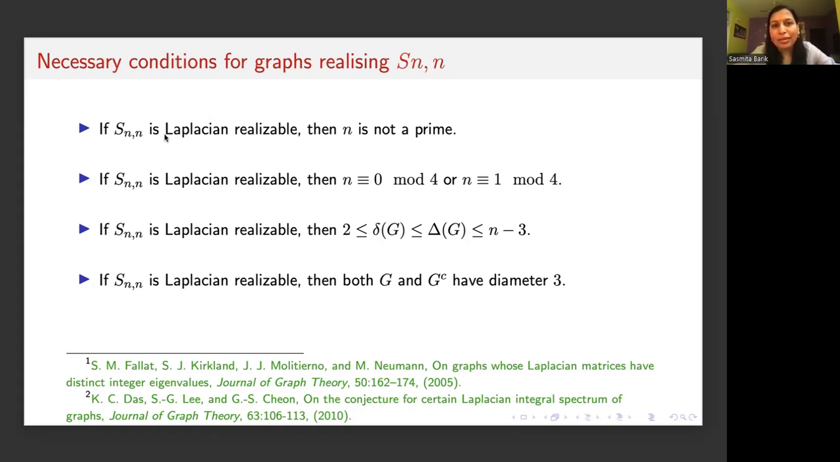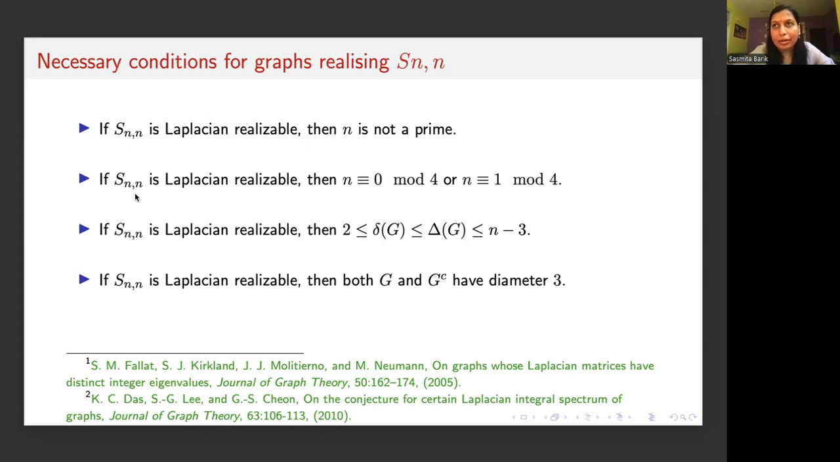So from that, you can also prove that the number of spanning trees will be (n minus 1)! divided by n. That must be an integer. So n should divide (n minus 1)!. That tells that n is not a prime. So if such a graph exists, then n cannot be a prime.